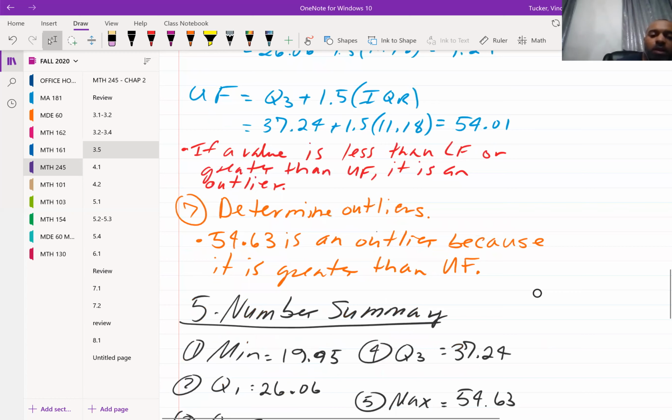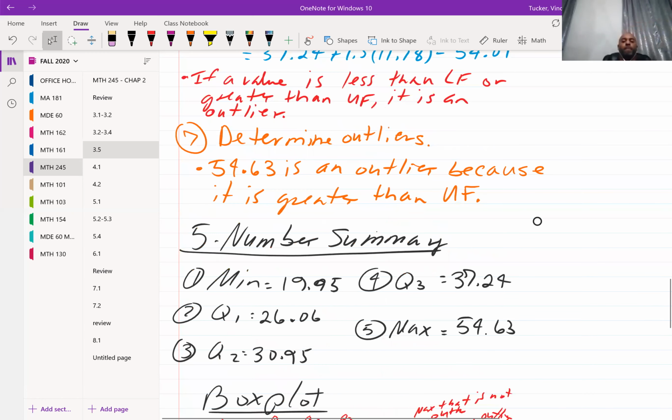All right, so the 5-number summary: we have a minimum value and a maximum value. Now that has nothing to do with what's an outlier or not, just that you have a minimum value and maximum value. Minimum value is 19.95. Max is 54.63. Once again, the 5-number summary has nothing to do with being an outlier or not. What is your minimum? What is your maximum? And then what is Q1, Q2, and Q3? So that's our 5-number summary.